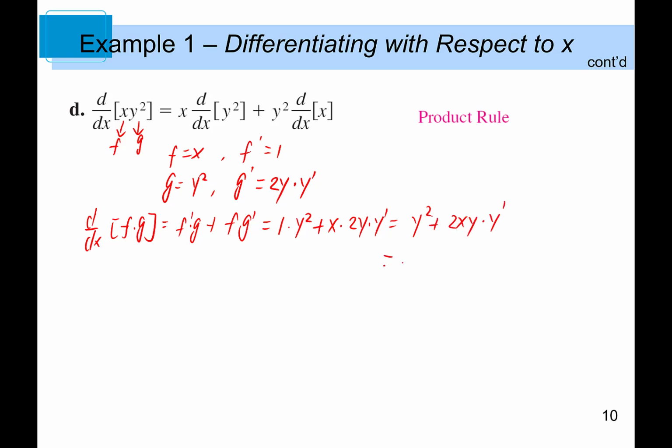So if you want to write 2xy times dy over dx, they are equal, right? So these two are exactly the same. But I feel like y prime probably is slightly easier to carry on.